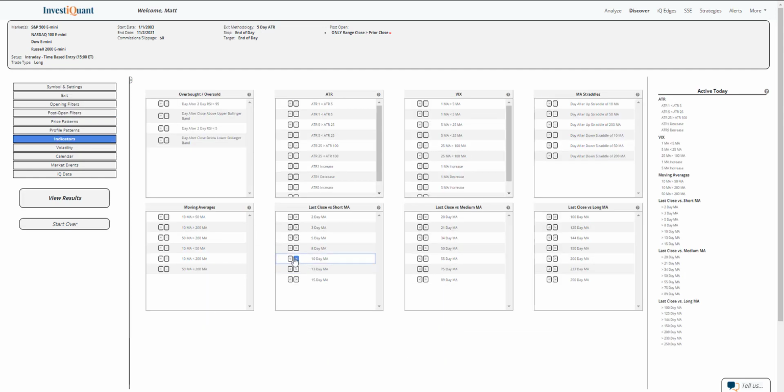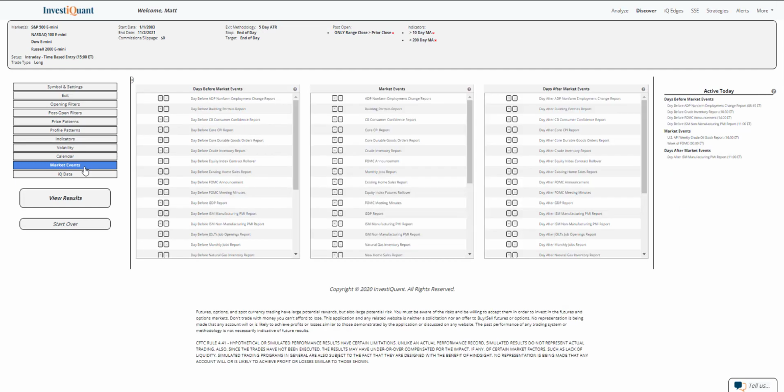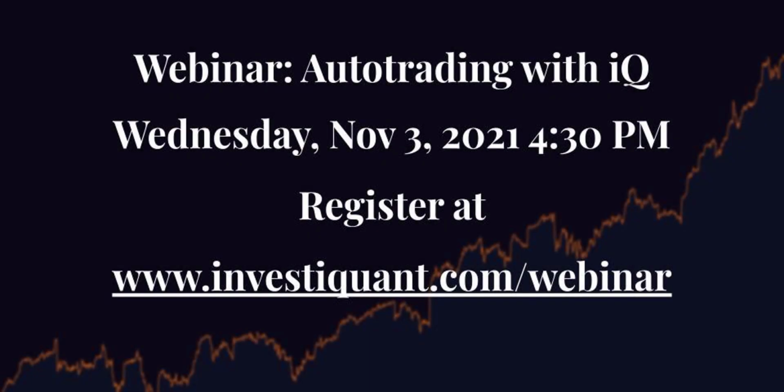Indicators, I'm going to hop in here. I'm going to say we're above a 10, above a 200-day simple moving average, and then head down to the market events and say that today is the day before the FOMC announcement. That is available here in the active today section. It's also right here. If you just want to hit equals next to that, that'll grab it. All right, now let's click view results.